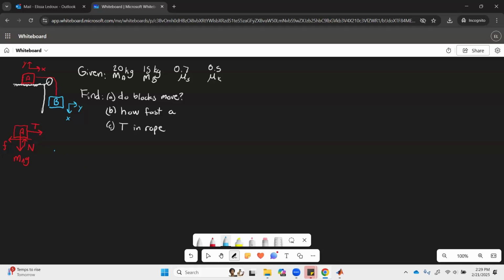So now for B, not as many forces. We have the weight of B going down, and we have the tension in that rope going up. Okay, so now we have to write the equations for each block.